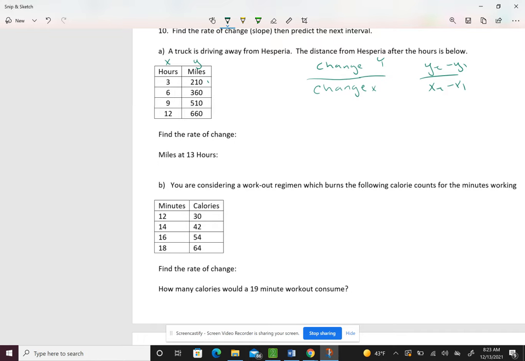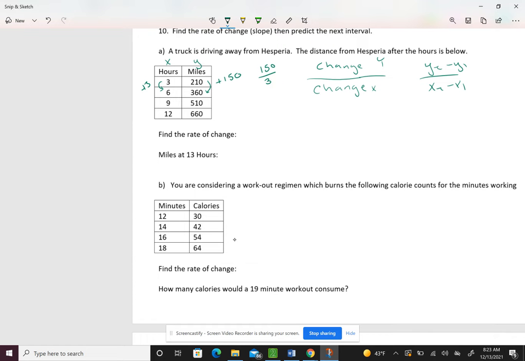And then from here, all I'm going to do is figure out, well, how did these change? How do I go from 210 to 360? Well, that is a 150-mile change. And then when I take a look at my x's, how do I change from 3 to 6? That's adding 3. So the rate of change would be 150 over 3, because it's a change in y over the change in x. Make sure you guys pay attention to that.